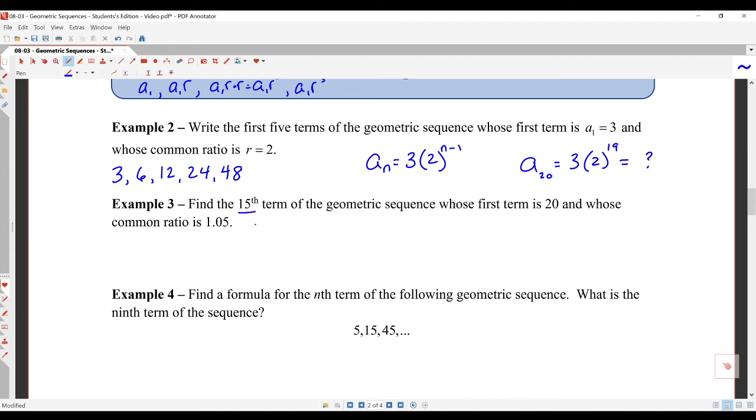All right, so if I need the 15th term, well, I'm not going to list them all out. That's going to take a while, especially if the first term is 20 and this common ratio is not a very easy number to work with. So we're going to start with an is the first term, which is 20, times 1.05, the common ratio, to the n minus 1. So if I want the 15th term, it's 20 times 1.05 to the 14th power. And if we multiply that out, I get 39.60.